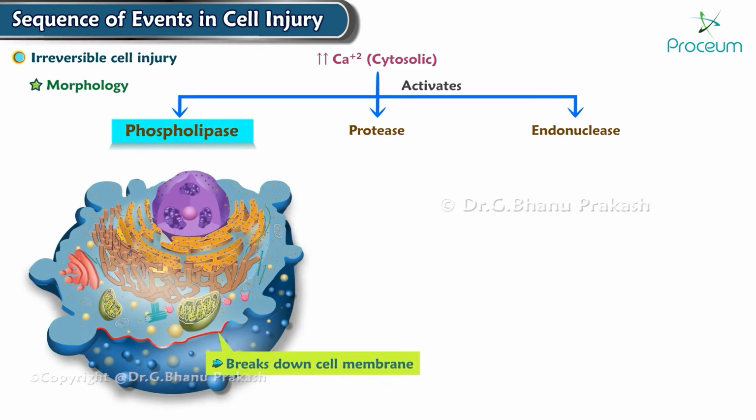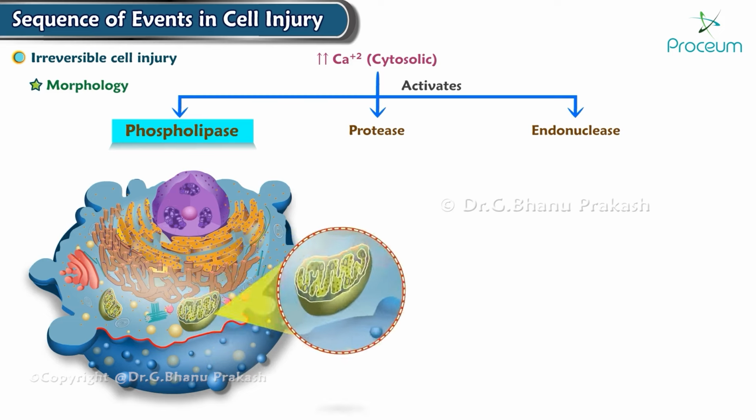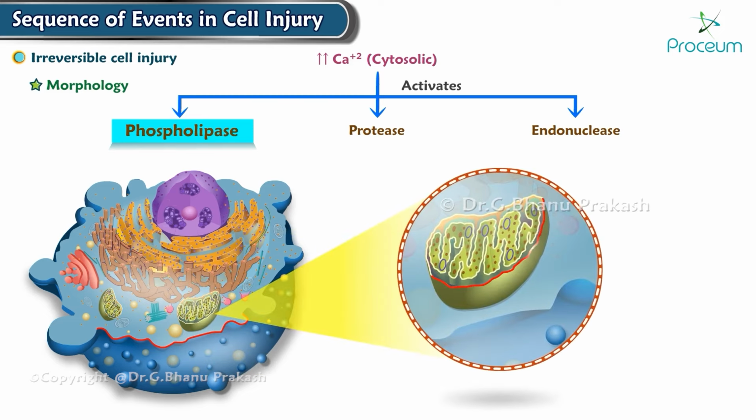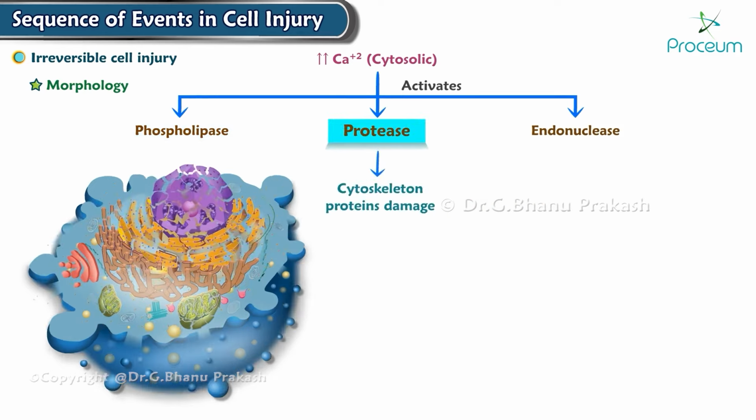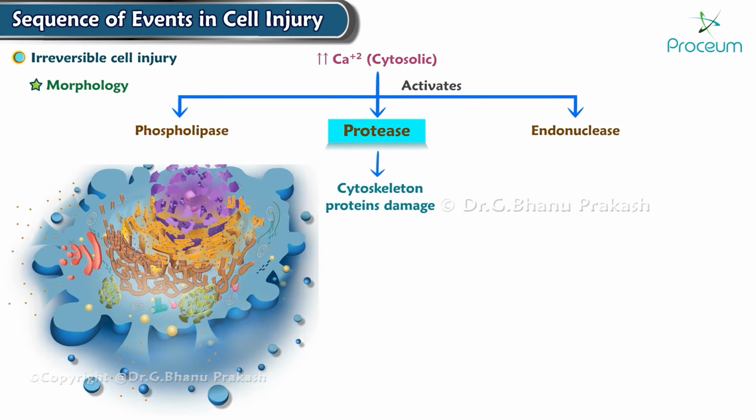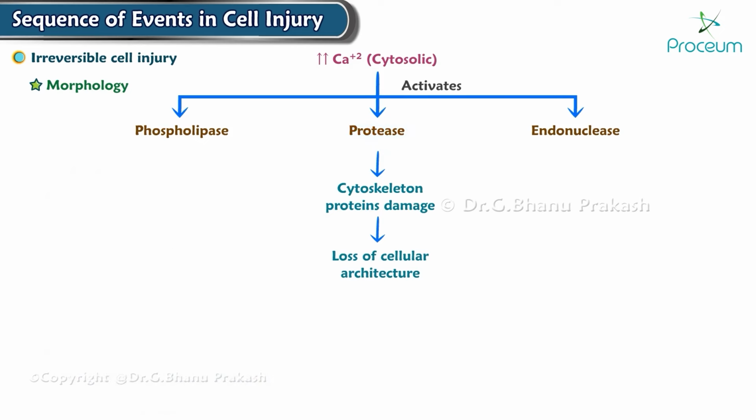Phospholipase breaks down the cell membrane and forms intracytoplasmic myelin figures. More prominent intracytoplasmic myelin figures than in reversible injury are seen. It also damages the mitochondrial membrane, and large flocculent amorphous densities in the mitochondria are seen. Protease damages the cytoskeleton proteins, and there is a loss of cellular architecture.